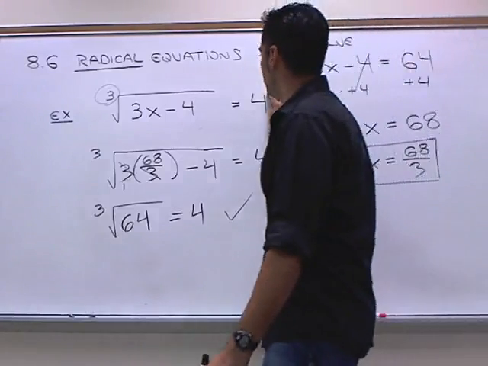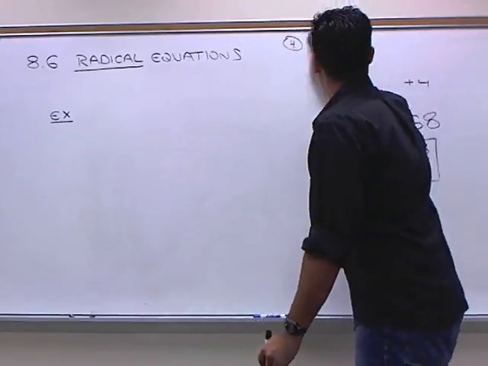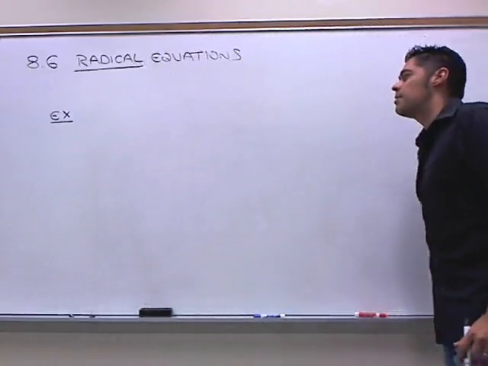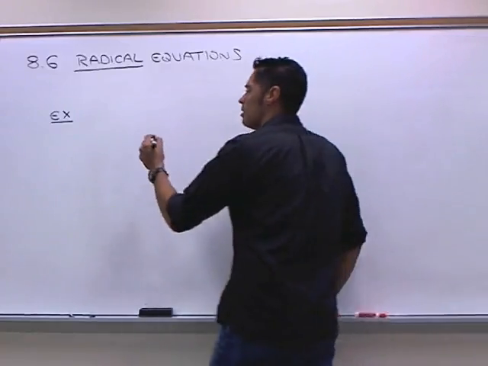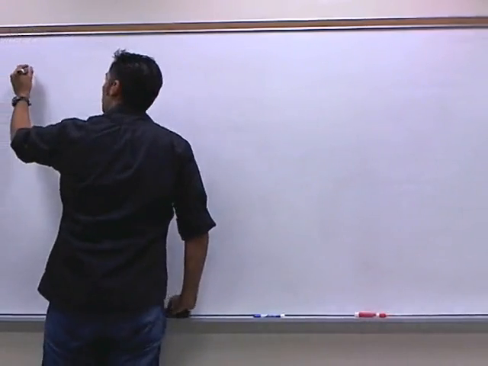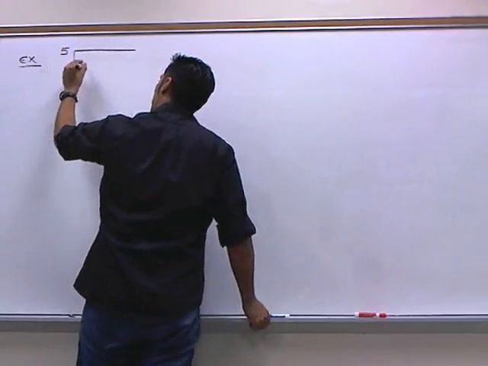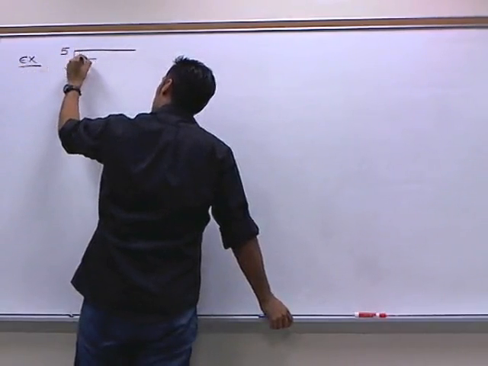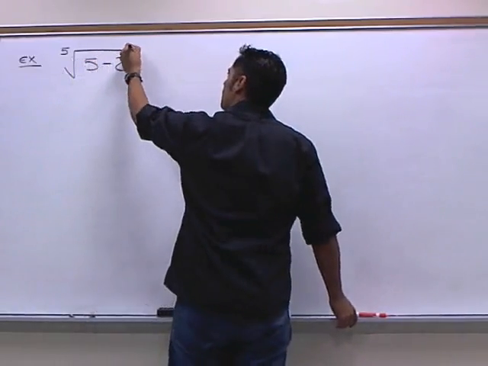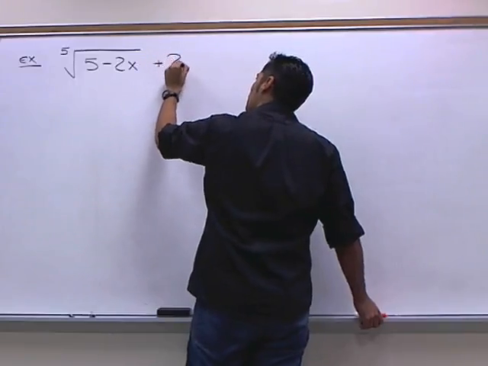So let's go on to a different problem. How about this? Change it just a little bit. How about we have, I'll give myself some more room, how about we have this example? Fifth root of 5 minus 2x plus 2 equals 0.